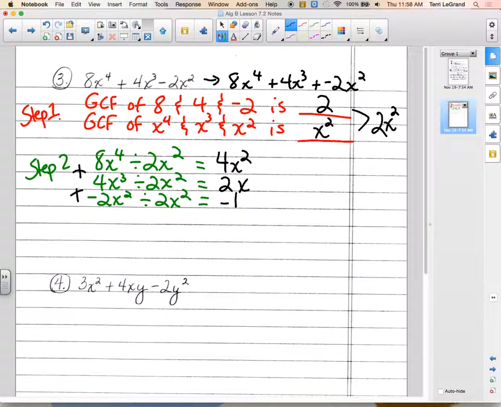So again, how do we write this now? These are pluses between here. So we're going to have, what's our other factor? 4x squared plus 2x plus a -1.